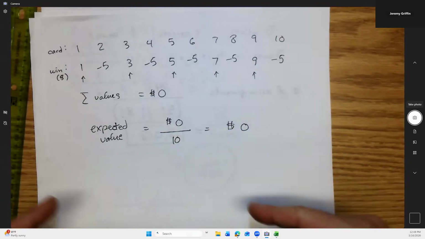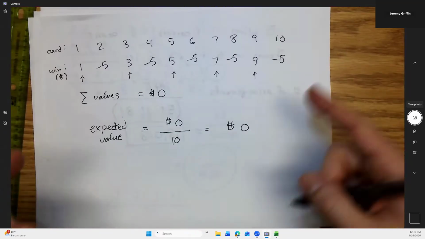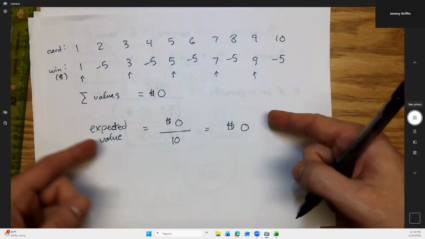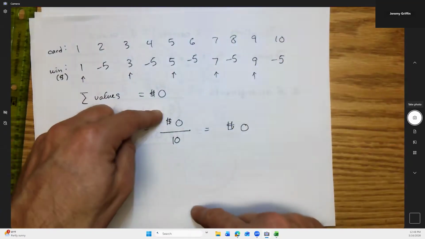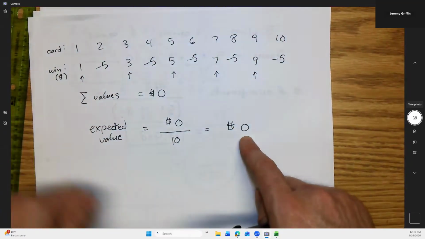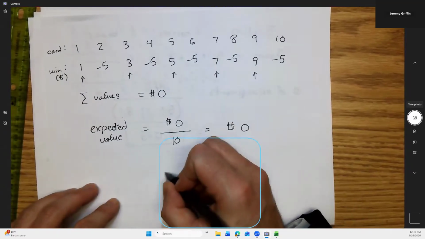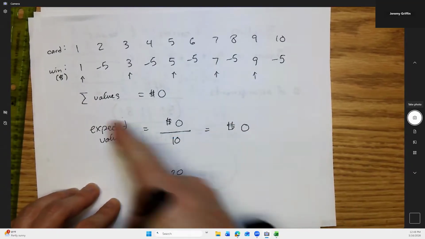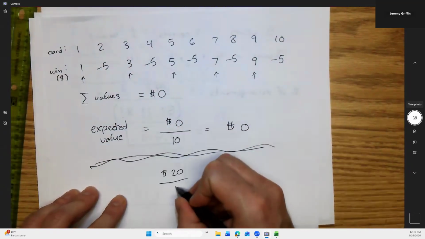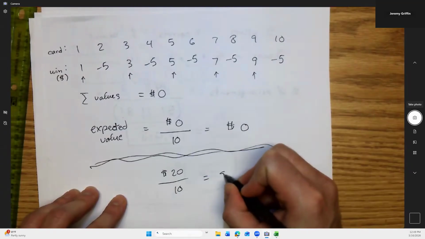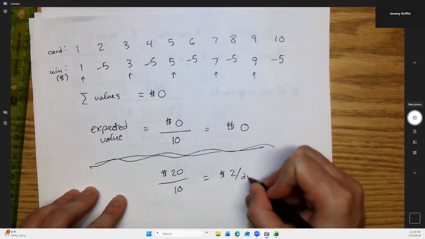Now, there are variations on this. If you change the numbers, you might get some other expected value. Like if I added up all the numbers and it added up to 20, I'd say 20 divided by 10, and every time he draws, on average, you could expect 2. This is a different scenario. With 10 cards, you would expect $2 per draw.